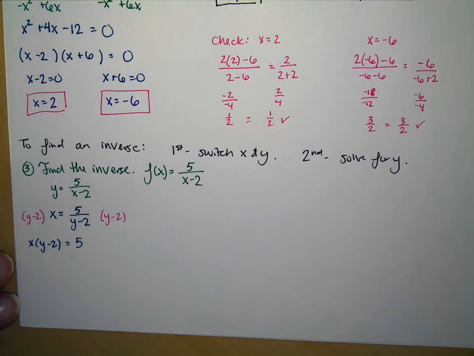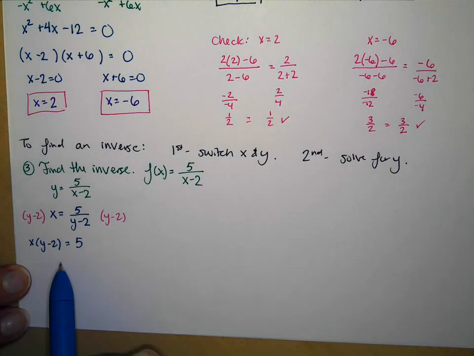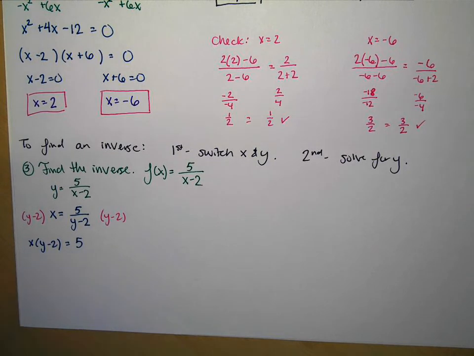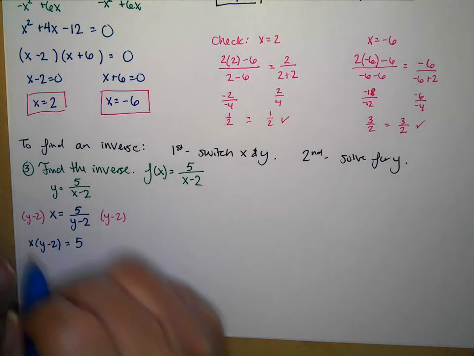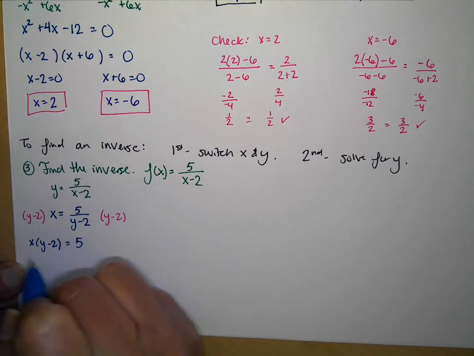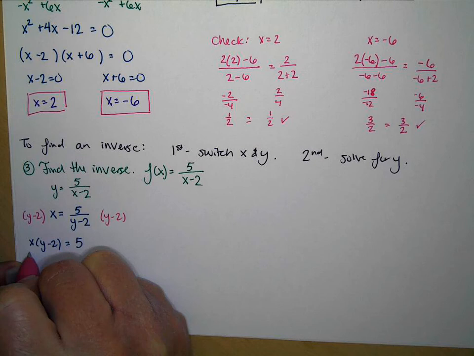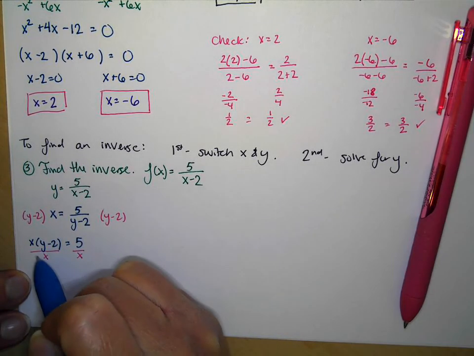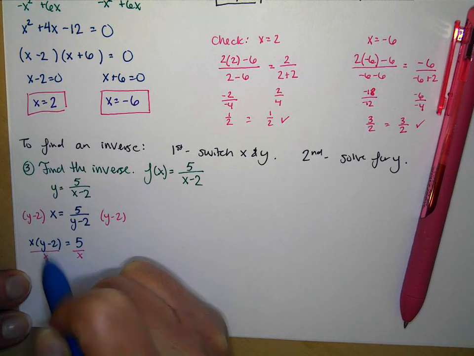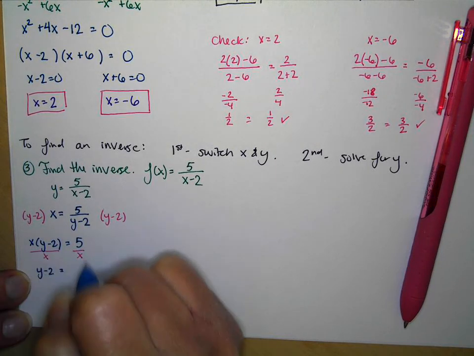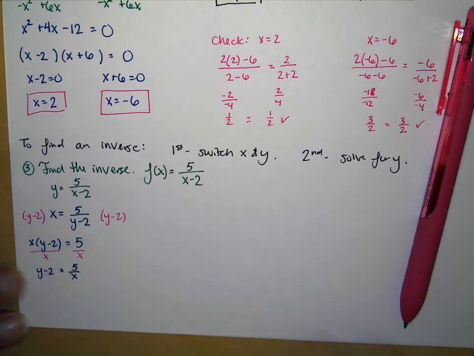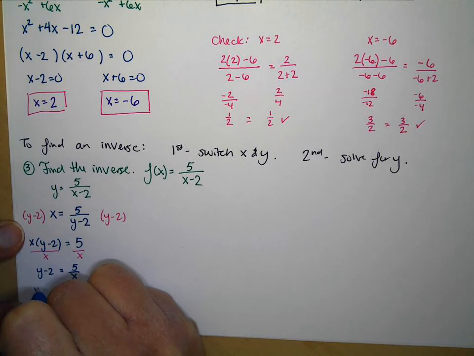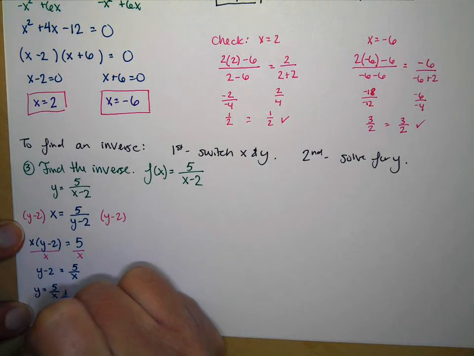Okay? And now I'm going to get the y minus 2 by itself, right? This means x times y minus 2. So to undo multiplying by x, we're going to divide both sides by x. And when we do that, on this side, multiplying by x is going to be canceled out by the dividing by x, so we're left with just the y minus 2. And on this side, we have 5 over x. And now we have one more step to get y by itself. If we add 2 to both sides, we're going to have y equals 5 over x plus 2.